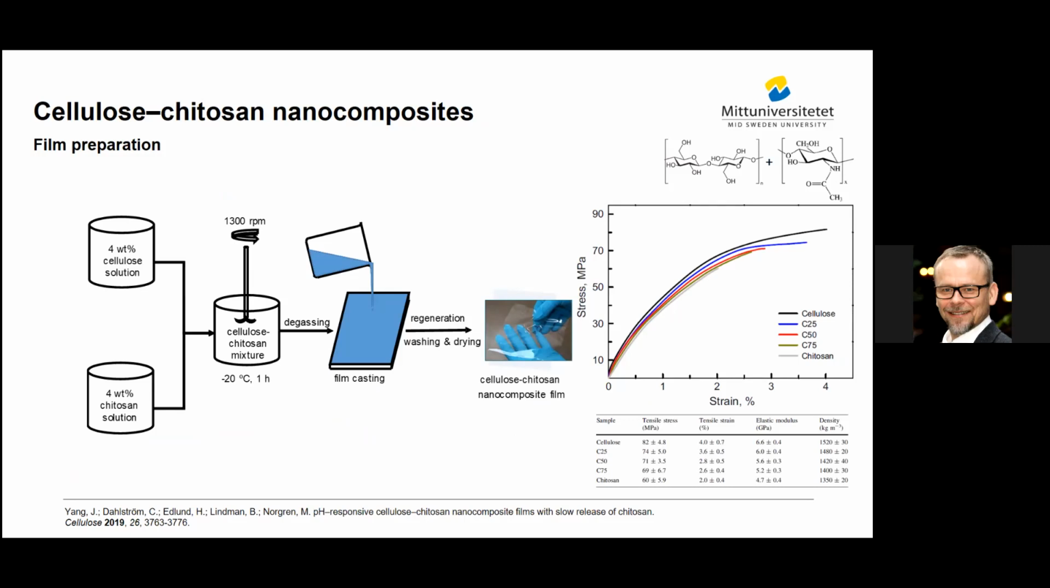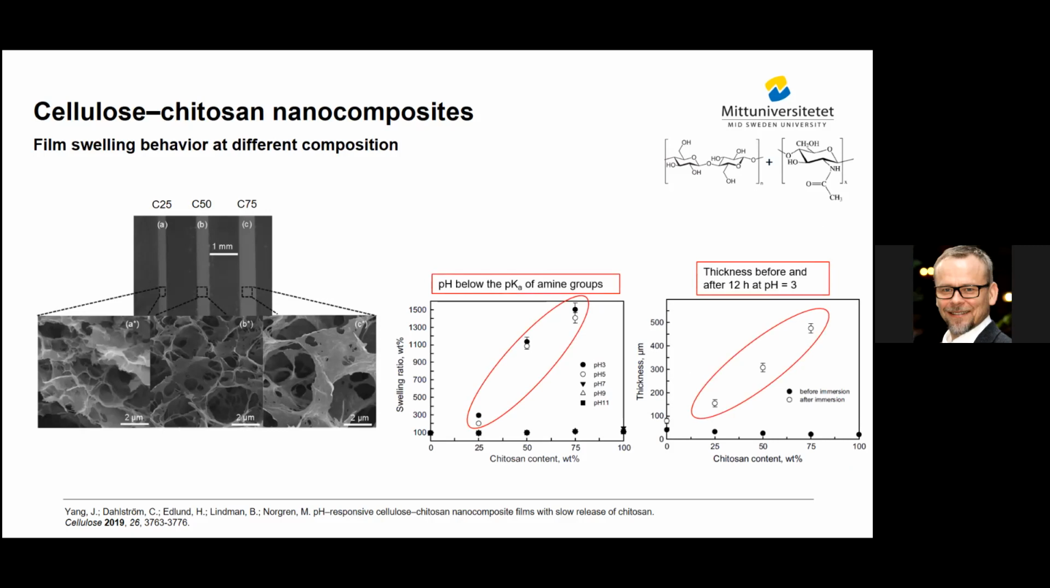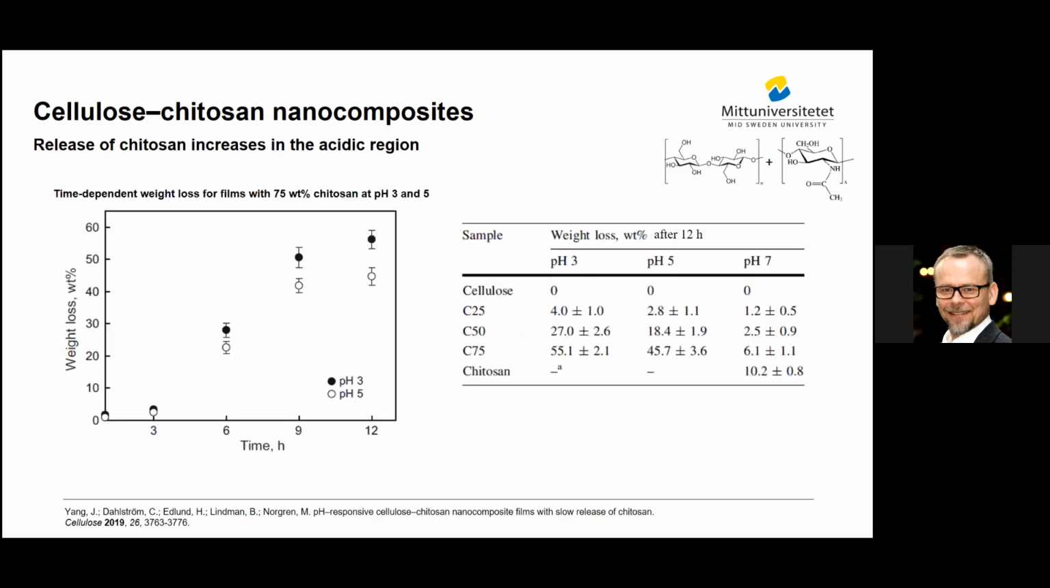But still they work as films. And in this study, we checked how the swelling was actually changing when we had this chitosan incorporated and played a bit with pH, and it also tells that the thickness is also changing, and it also tells that if you go into low pH, you can see release of the chitosan.